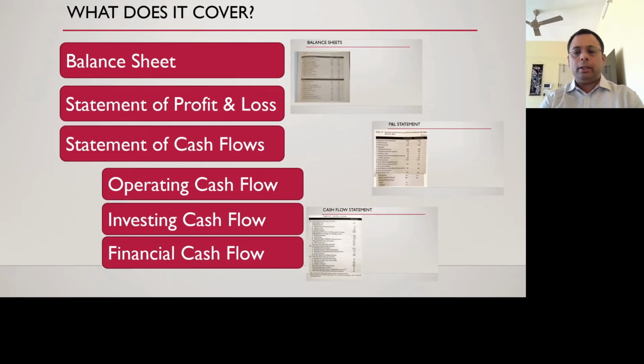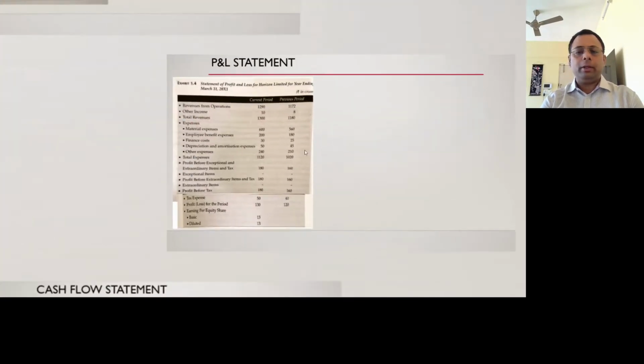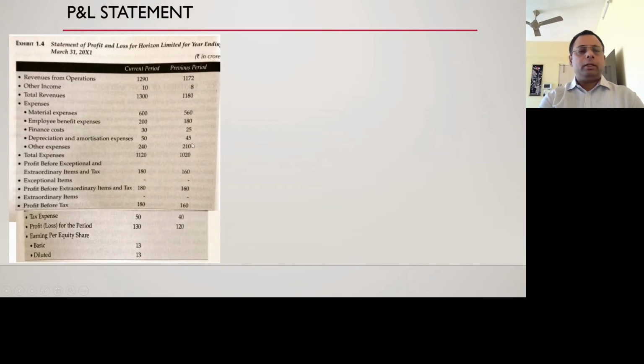Then if you go to the profit and loss statement, it shows the profit and the expenses we have made over the complete one year period, or whatever three months period we define. That's being noted in the profit and loss statement.